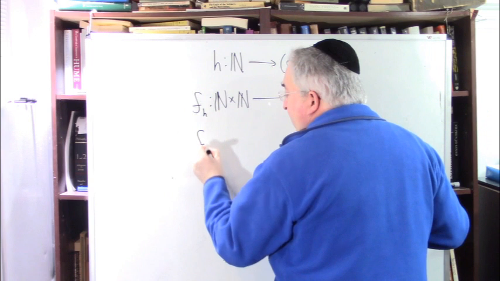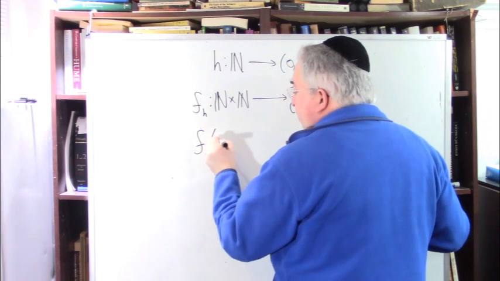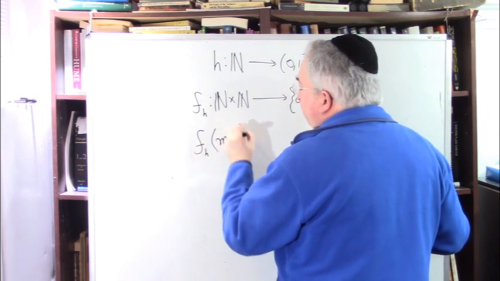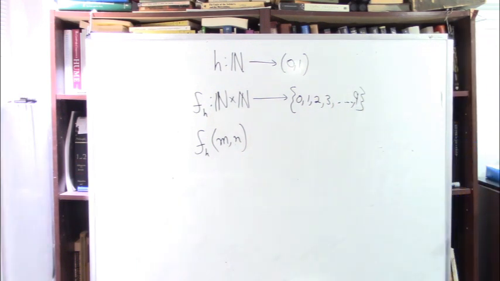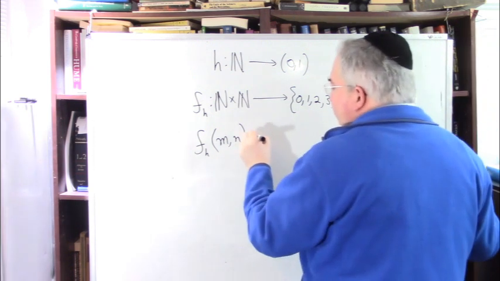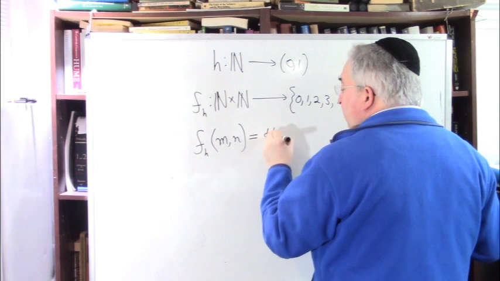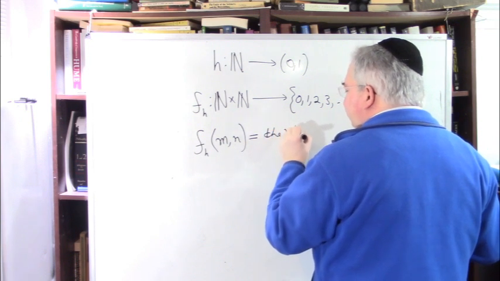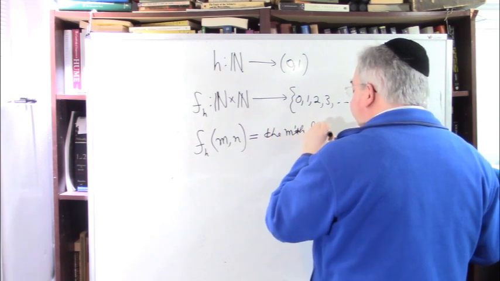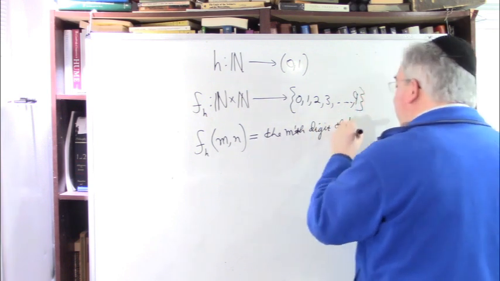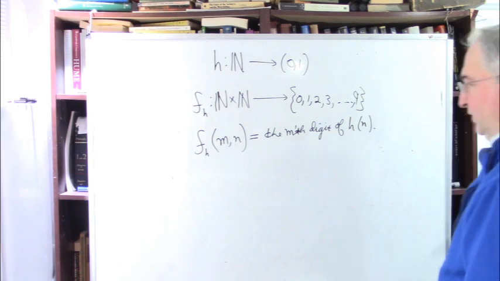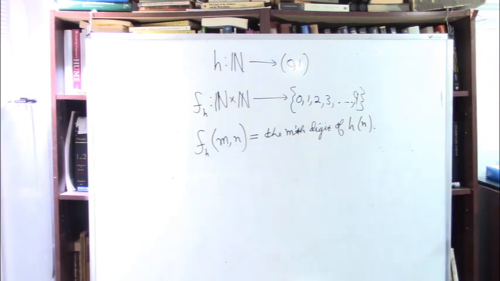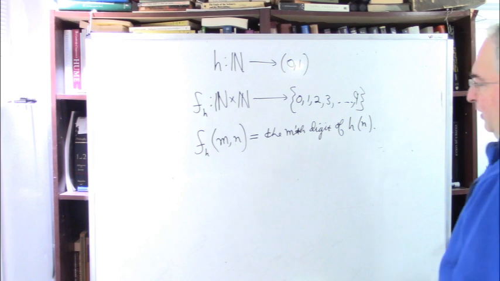Ready? F sub h at m comma n. Let me just make sure I did it in the book, m comma n and not n comma m. Okay, it is. And this is equal to the mth digit of h of n. So this is a new concept. This is why we're doing this one also. So let's go through this.